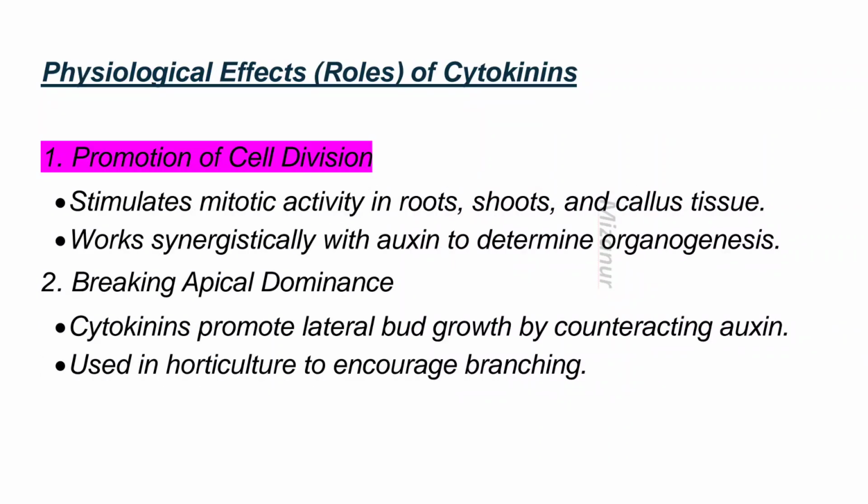Now, our next topic, physiological effects or roles of cytokinin. First, promotion of cell division. Cytokinin stimulates mitotic activity in roots, shoots, and callus tissue, and it works synergistically with auxin to determine organogenesis, meaning whether it's shoot or roots. Number 2, breaking apical dominance. Cytokinin promotes lateral bud growth by counteracting auxin, and cytokinin is also used in horticulture to encourage branching.